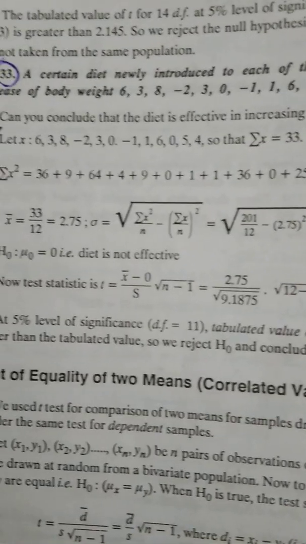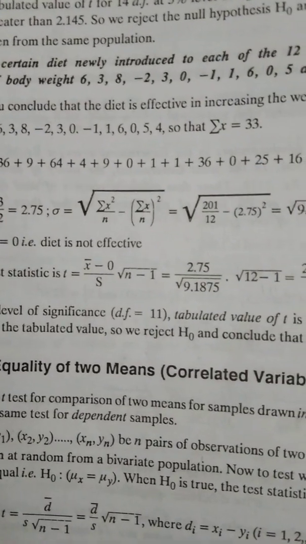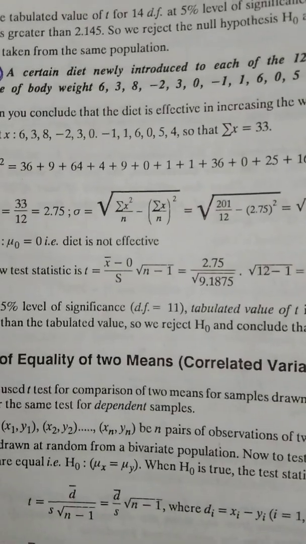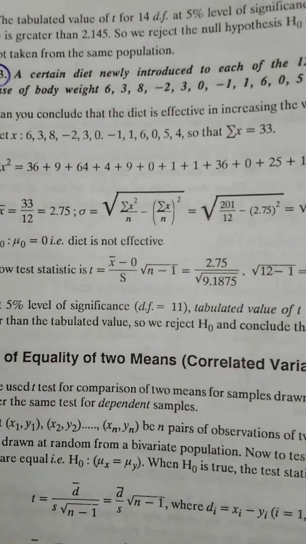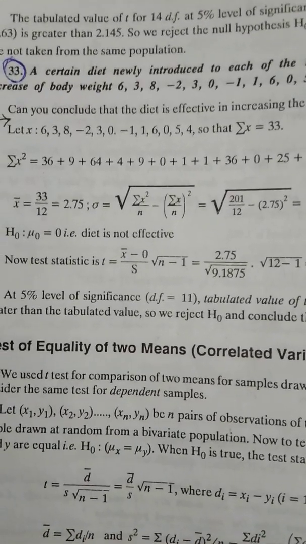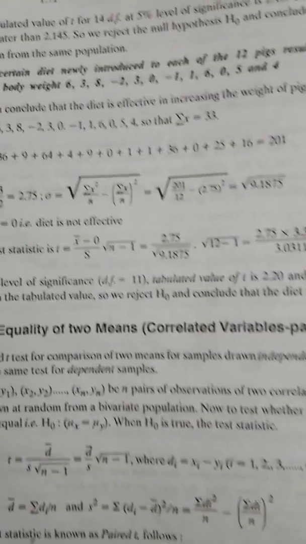The diet resulted in the following increase of the body weight: 6, 3, 8, minus 2, 3, 0, and so on. That means 6 is the increase, minus 2 means there is a decrease in the weight, and 0 means there is neither increase nor decrease in the weight.